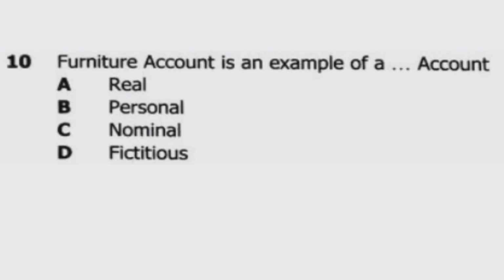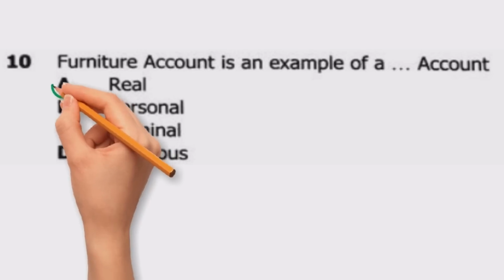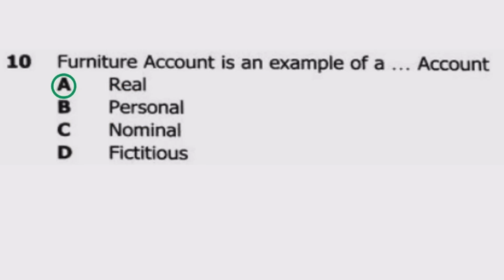General journal. Question 10 is as follows. Furniture account is an example of a dash account. A, real account, B, personal account, C, nominal account, D, fictitious account. So the correct answer is A, real account.